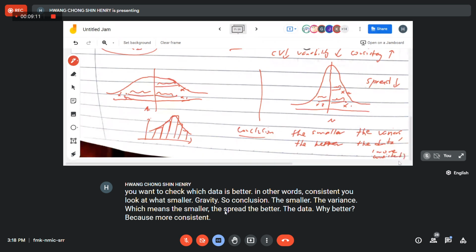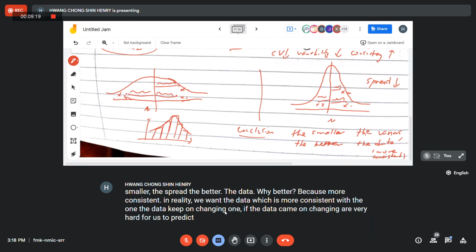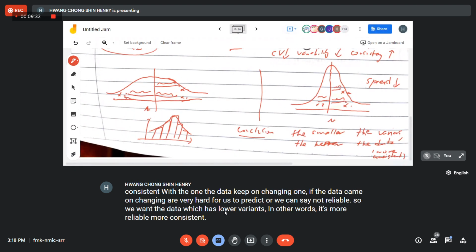In reality, we want the data which is more consistent. We don't want the data to keep on changing. If the data keeps on changing, it is very hard for us to predict, or we can say it is not reliable. So we want the data which has lower variance. In other words, it's more reliable, more consistent. Okay?